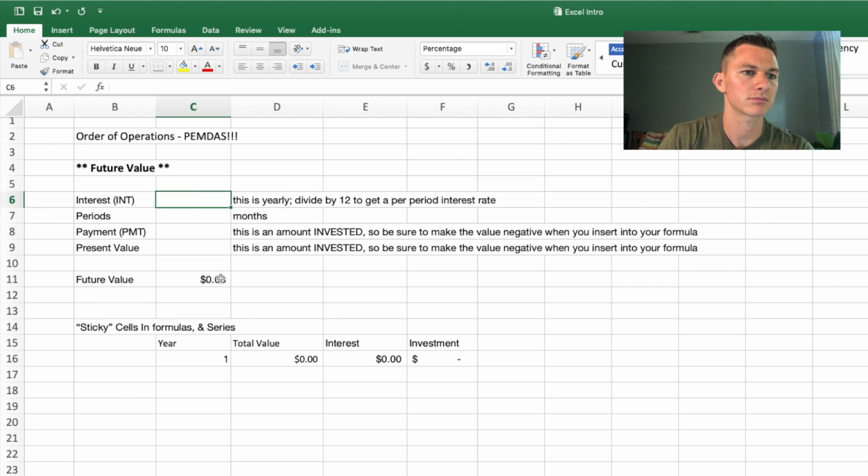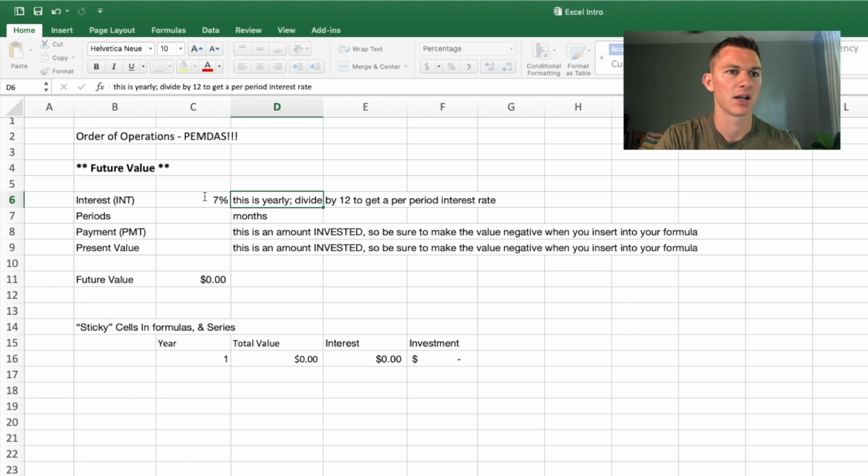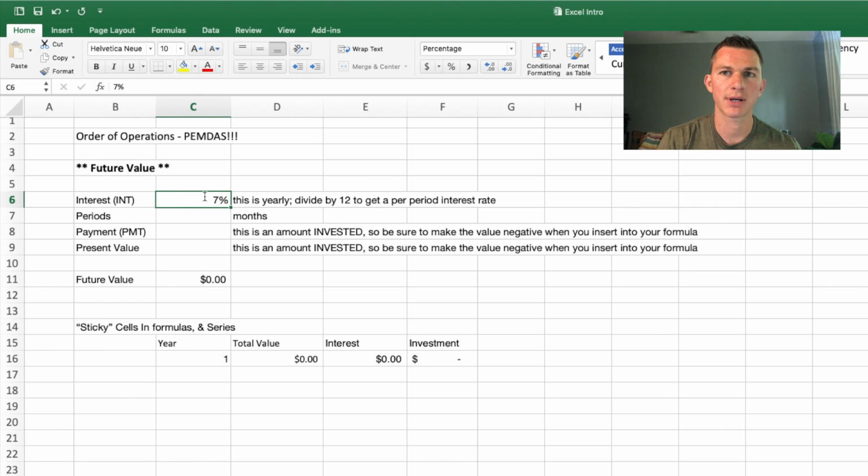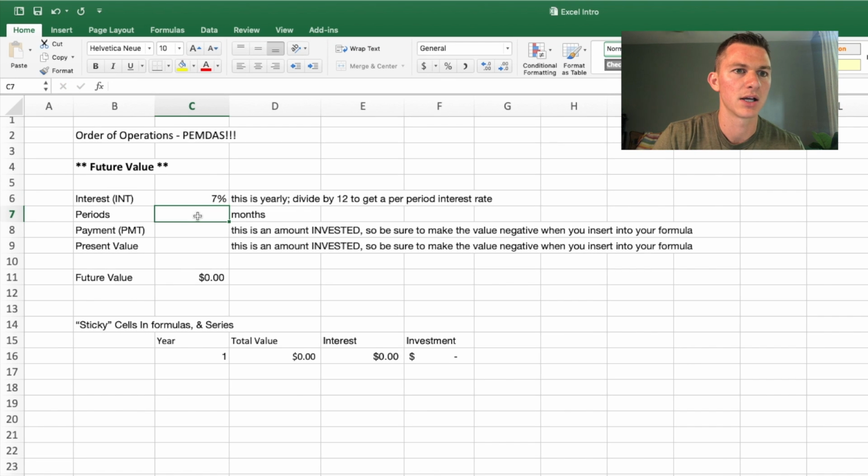So for interest rate, we're going to keep things simple. We're going to assume a 7% market interest rate for this calculation. So I'm going to put 7. I already had this as a percentage, but just remember, when you do percentages in Excel, it has to be expressed appropriately with decimals. So 0.07.